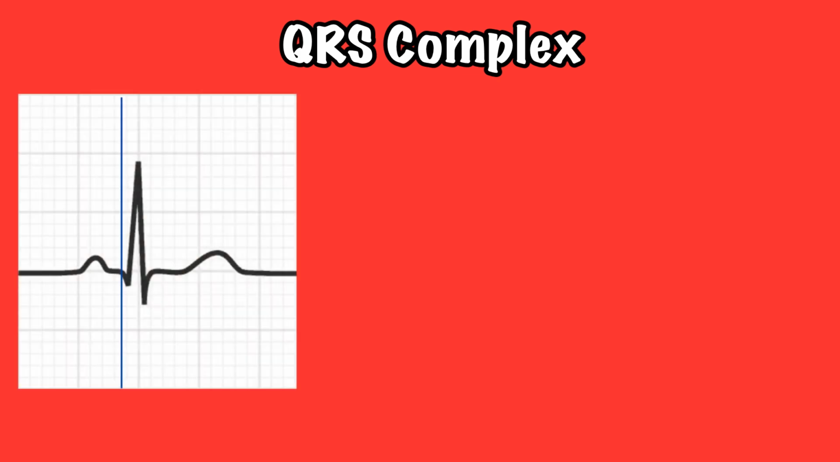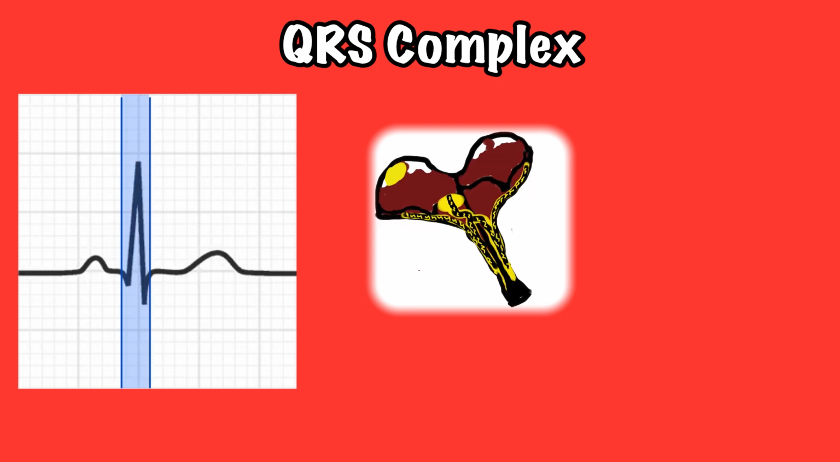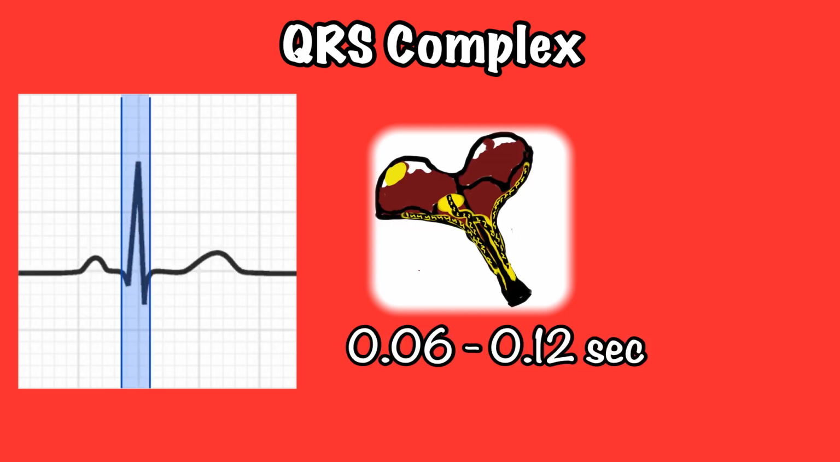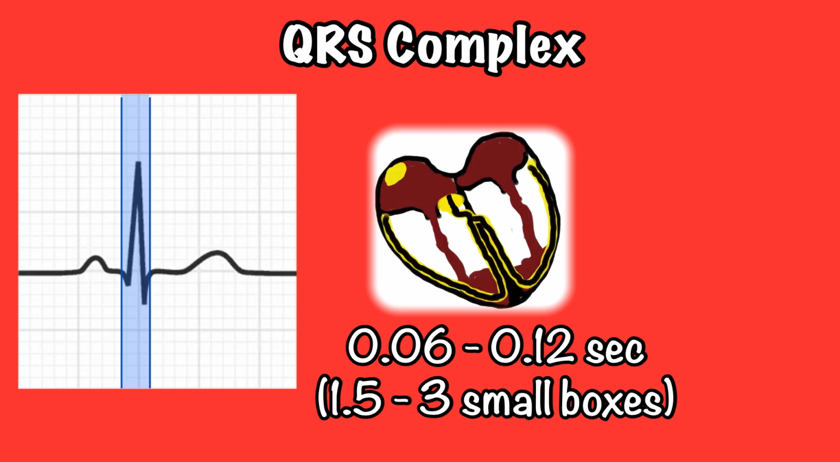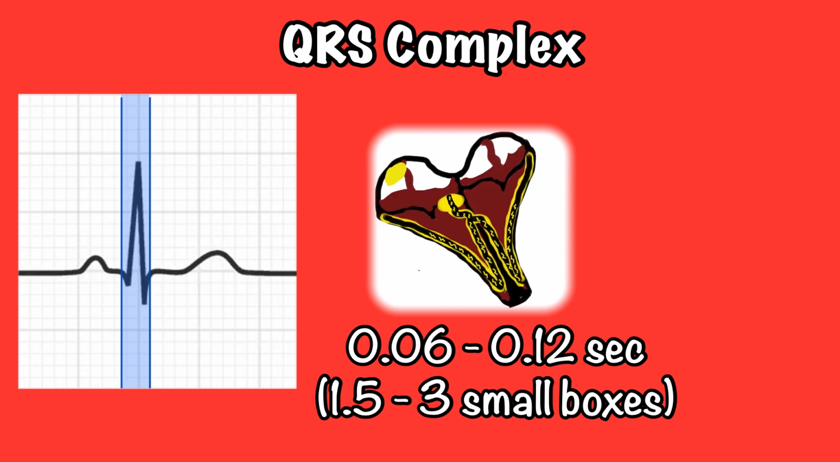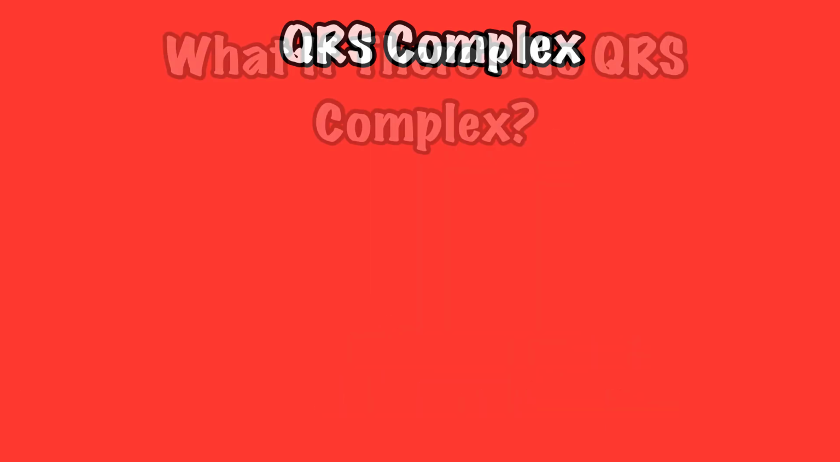So we've measured from the beginning of the QRS to the J point. How long should it take? Between 0.06 and 0.12 seconds. That's 1.5 small boxes, and I know I said generally round to the nearest small box, but this is the exception to the rule. So 1.5 up to 3 small boxes. That makes it very quick, providing a nice, forceful push to circulate blood through the body.